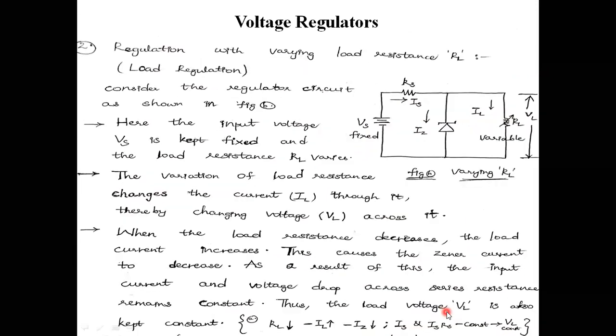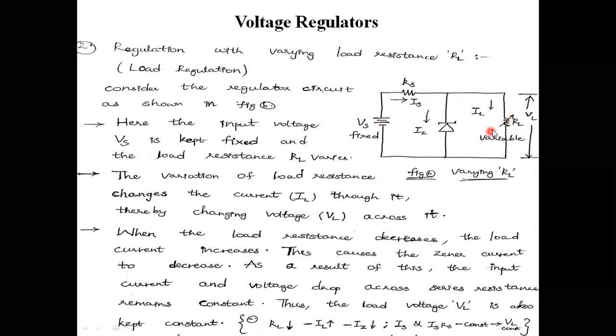This is about line regulation and load regulation. The second part is load regulation. By varying the load resistance RL, we call this regulation load regulation. Consider the regulator circuit as shown, the same circuit I am going to consider here. But now, the input voltage is fixed, and the load resistance RL is variable.